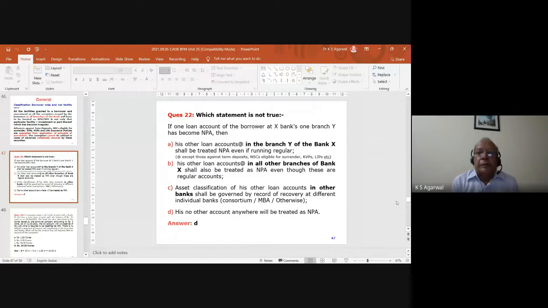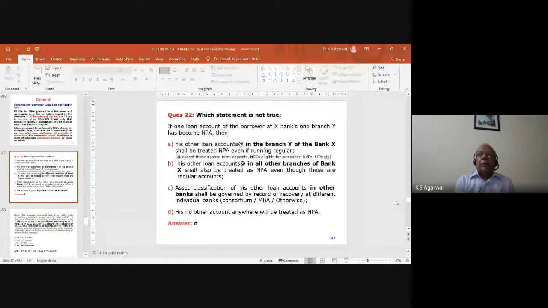I have given a remark, because for those accounts against term deposit, NSC eligible for surrender, etc., this principle of percolation will not apply. So all other accounts will become NPA. His other loan accounts in all other branches of the same bank will also be treated as NPA. This is also correct. Asset classification of his other loan accounts in other banks shall be governed by record of recovery at different individual banks.